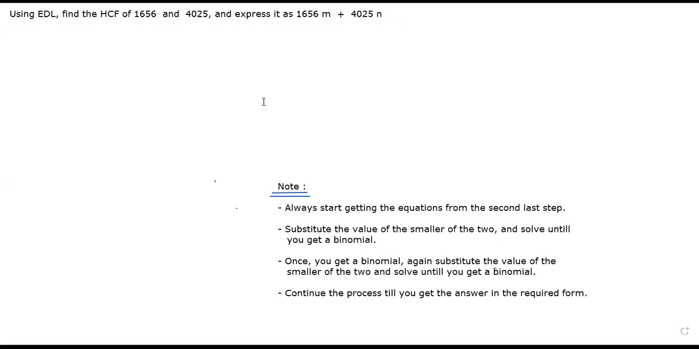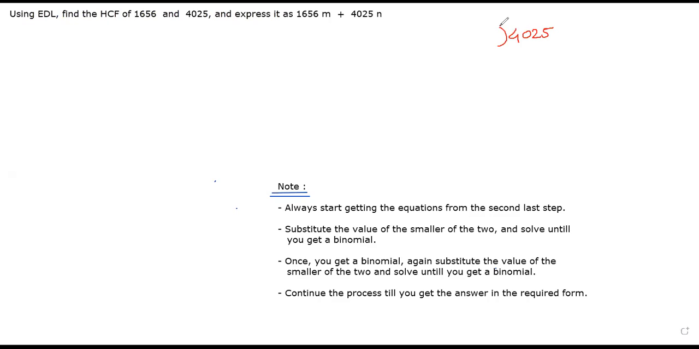Yes, sir. So first, write the question and start solving it. Using EDL, find the HCF of 1656 and 4025. Quickly find out the HCF. Do the division, all of you. Now, this is a little bit interesting division, so pay attention again over here.